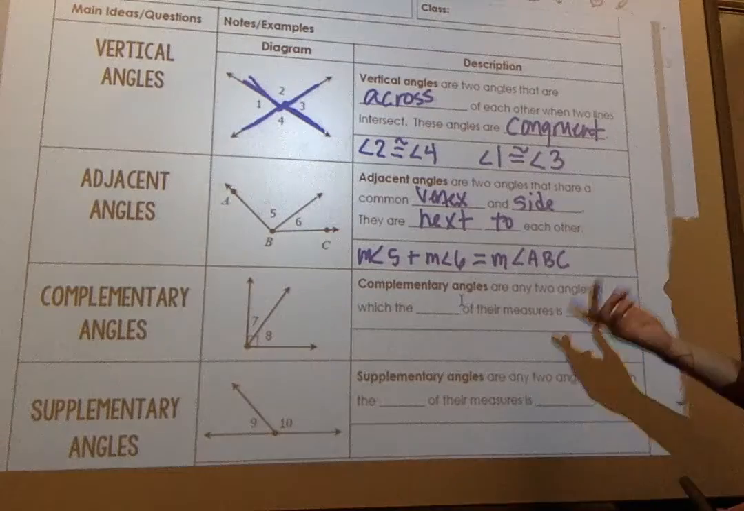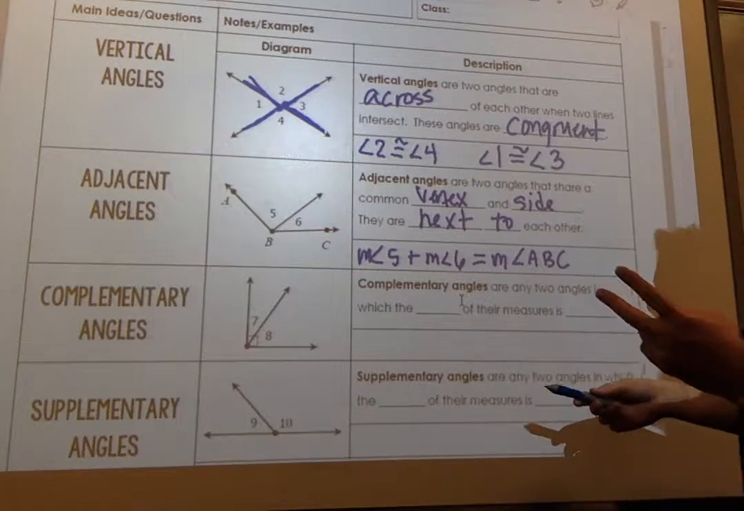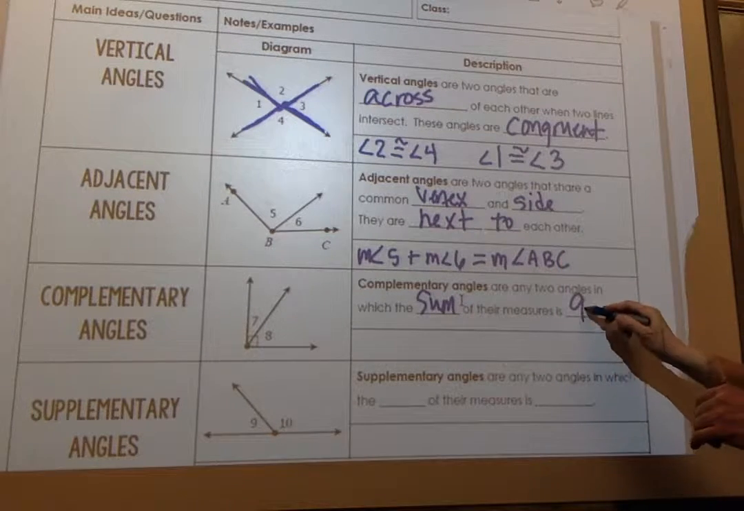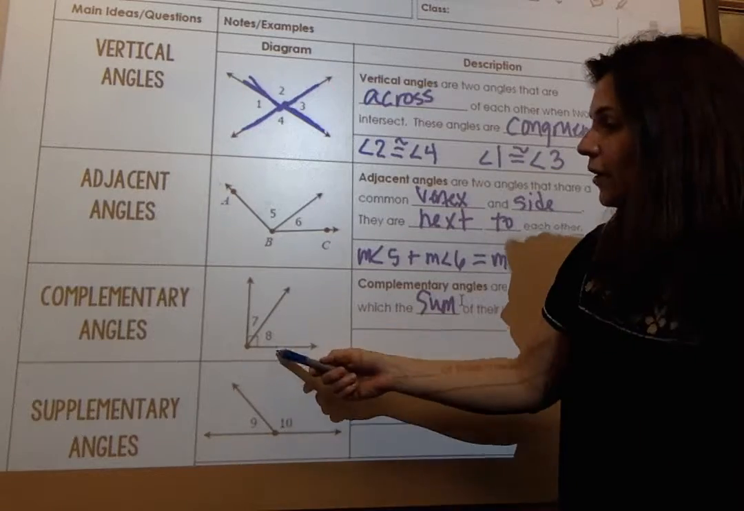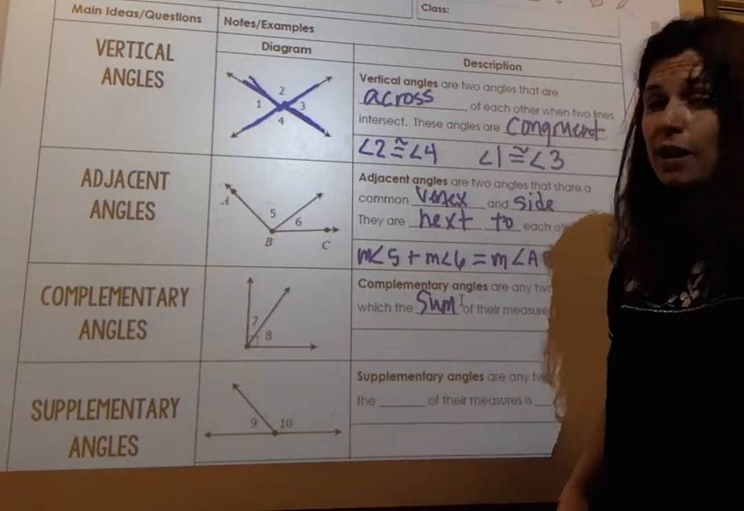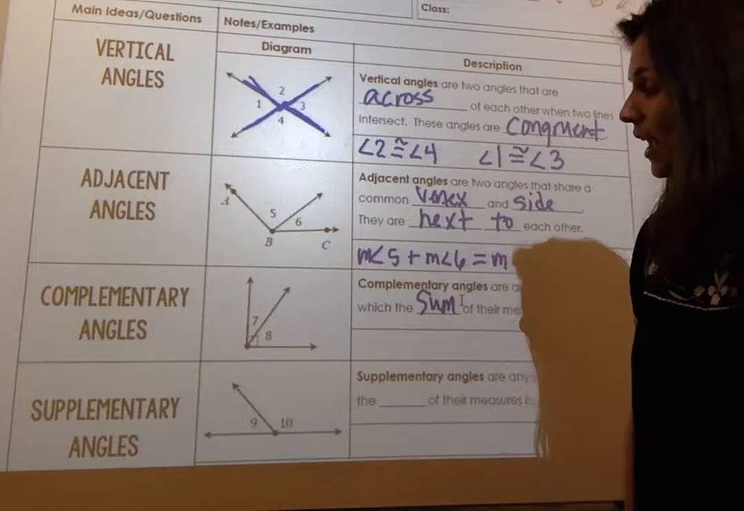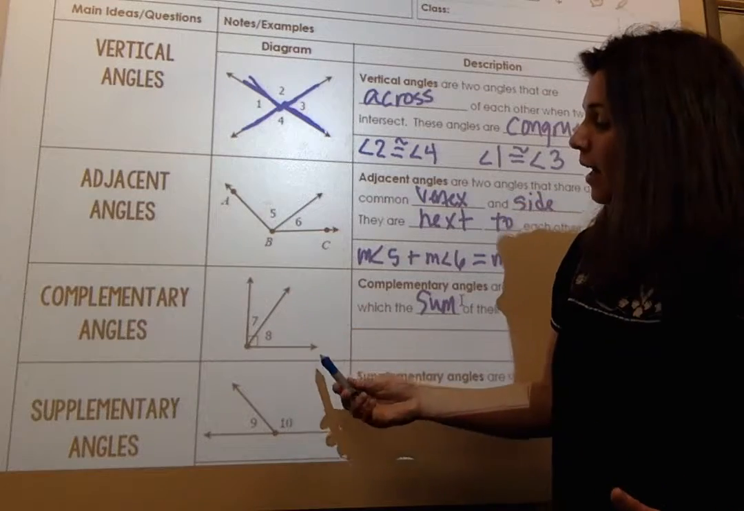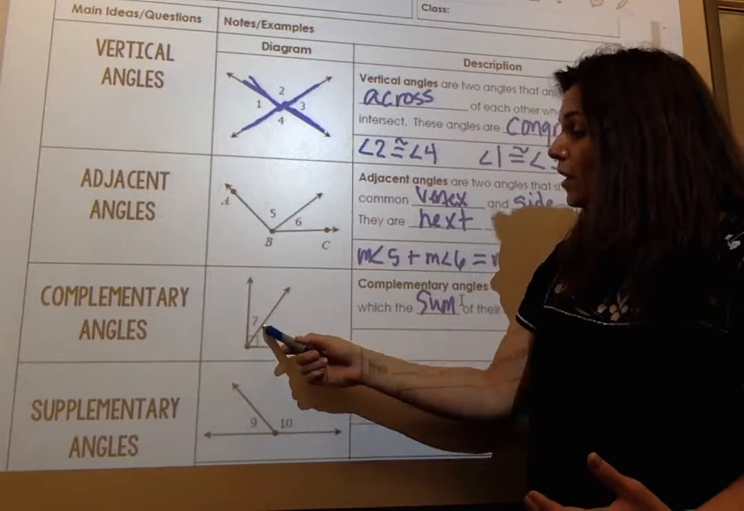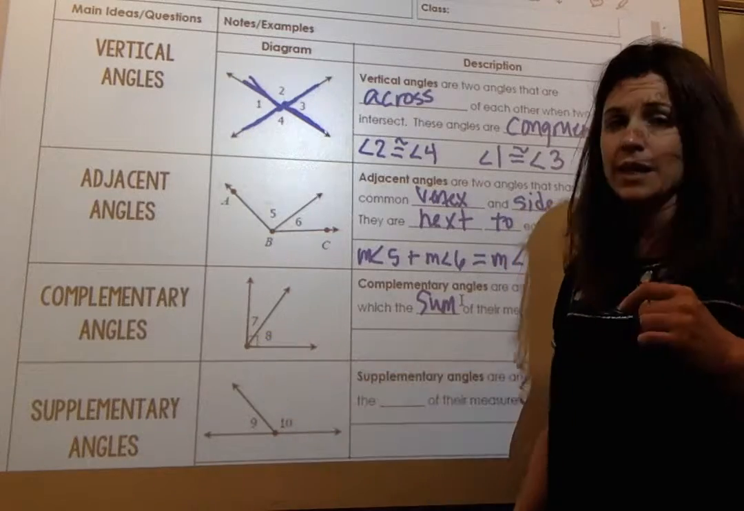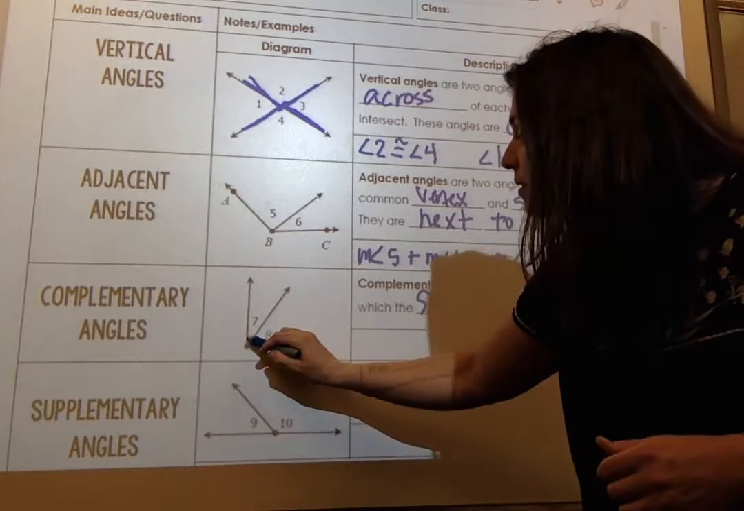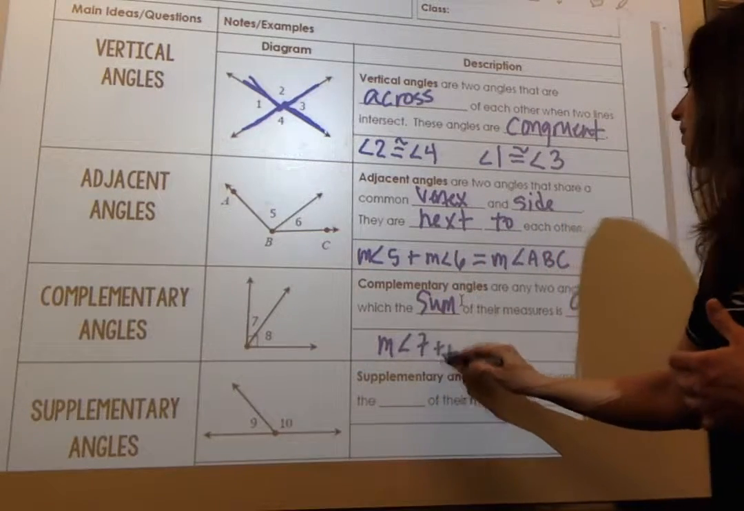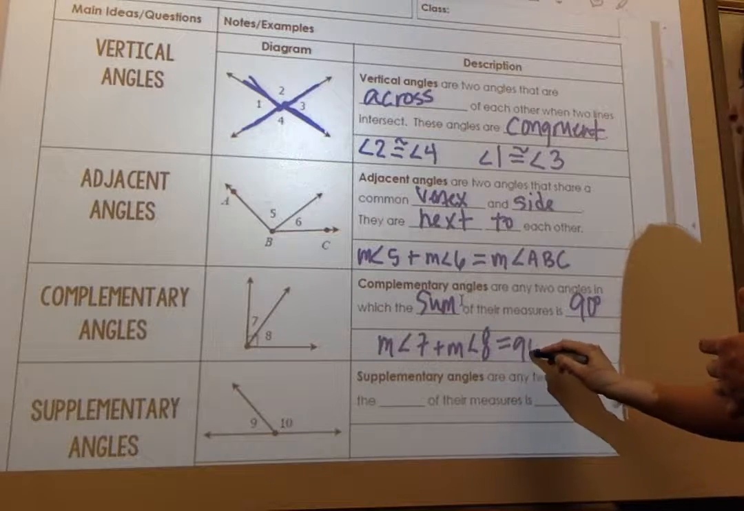Okay? Complementary angles are any two angles in which the sum of their measures is 90 degrees. If I look here, there's really two things I can say about this diagram. I can say that angles 7 and 8 are adjacent because they're next to each other. They share a common ray, they share a common side, but they also add up to 90 degrees. I know that because of this marking right here, which means a right angle. So I can say the measurement of angle 7 plus the measurement of angle 8 equals 90 degrees.